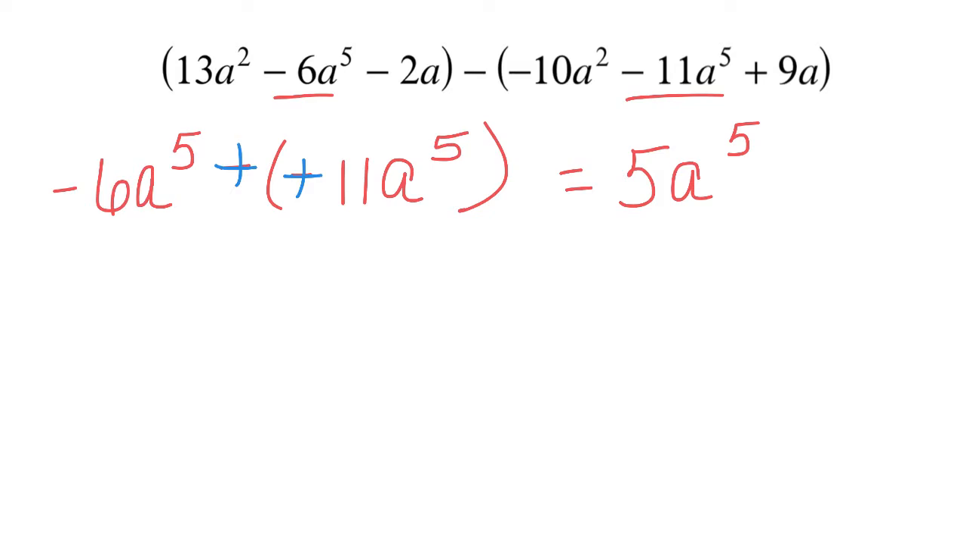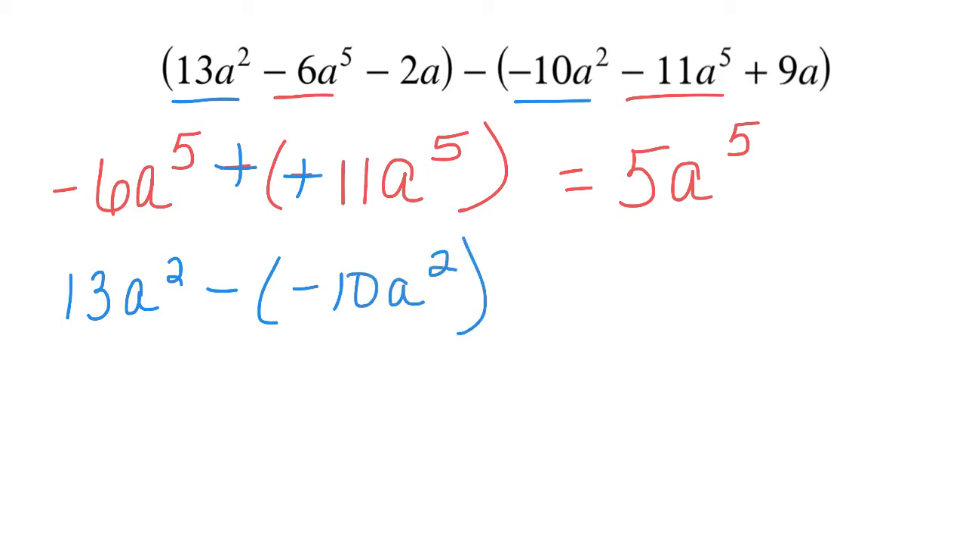My next largest term is going to be my 13a squared and my 10a squared. So 13a squared minus negative 10a squared. I know again that I changed subtraction to addition and changed the sign after. You can't have those two negatives together. 13a squared plus 10a squared is 23a squared.